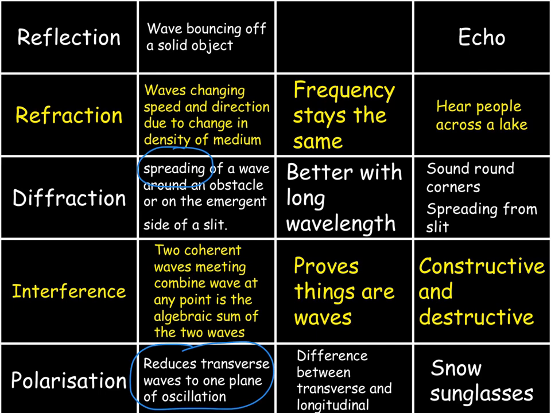It's the difference between a transverse and a longitudinal wave. It's the difference between light and sound. And it's why we have to wear sunglasses when we're skiing, because snow polarizes the light, and when it's polarized, the glare is unbelievable and it can really blind you.